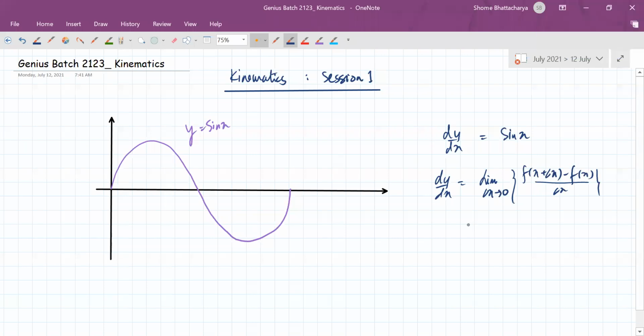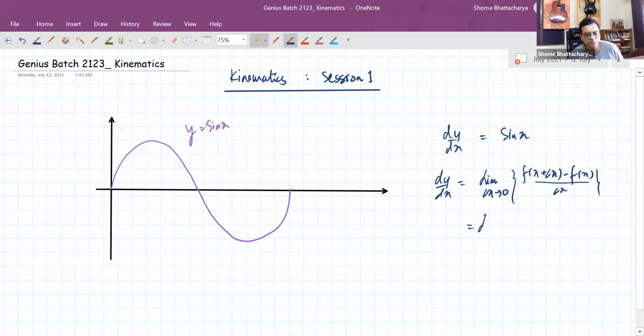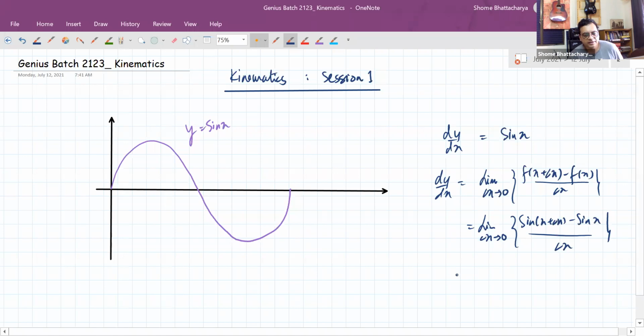So here it will become limit delta x tending to 0, sine of x plus delta x minus sine x upon delta x. So you expand this, okay? So it becomes sine x cos delta x plus cos x sine delta x minus sine x upon delta x, with that limit applied to this.